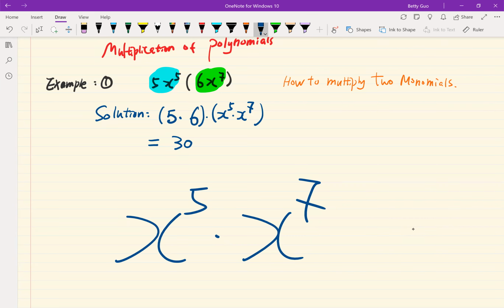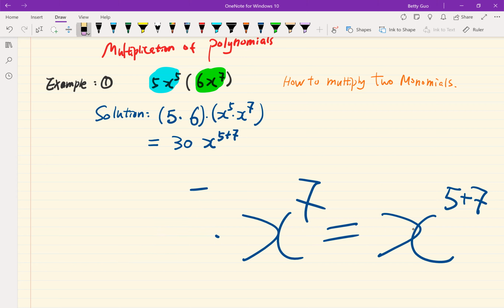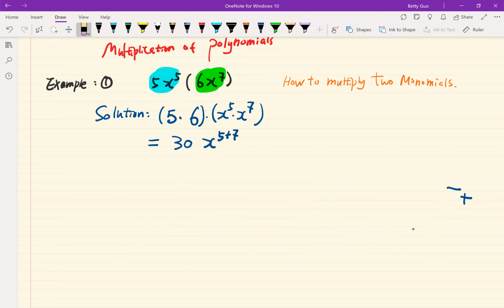How do we apply it? We keep the base, and what do we do with the exponents? Add them together, right? So we have x to the power of 5 plus 7. When we multiply two powers with the same base, we keep the base and add up the two exponents. What's 5 plus 7? 12. So the answer is 30 multiplied by x to the power of 12.